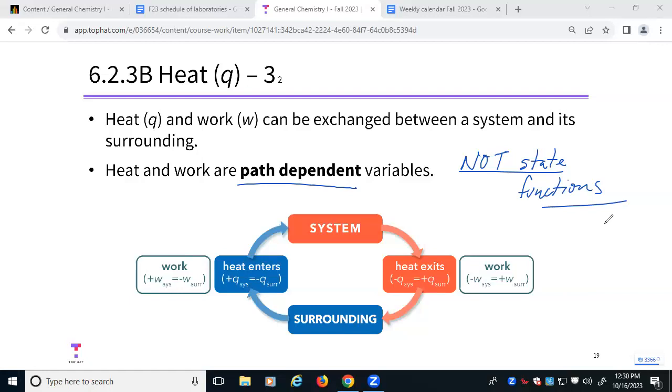Heat and work are not like that. Heat and work are path dependent, meaning it matters very much what happened in the reaction to get us there. Heat and work are also exchanged from system to surroundings and vice versa. What's important to note here is that any change in heat or work is met by an equal and opposite change in the surroundings.